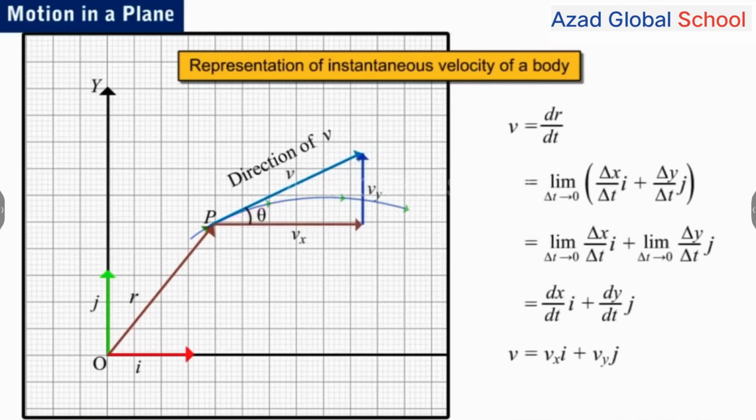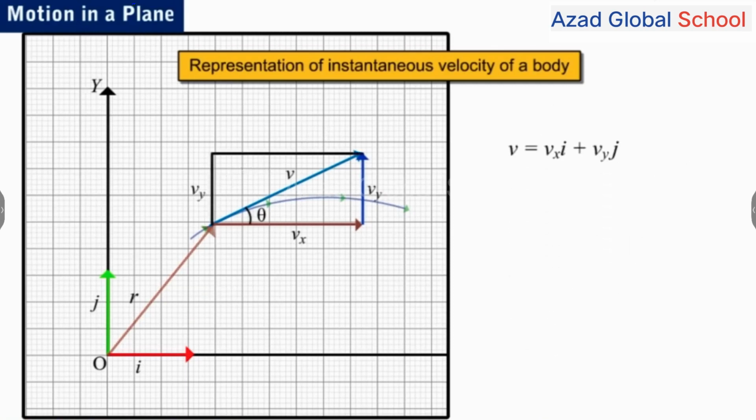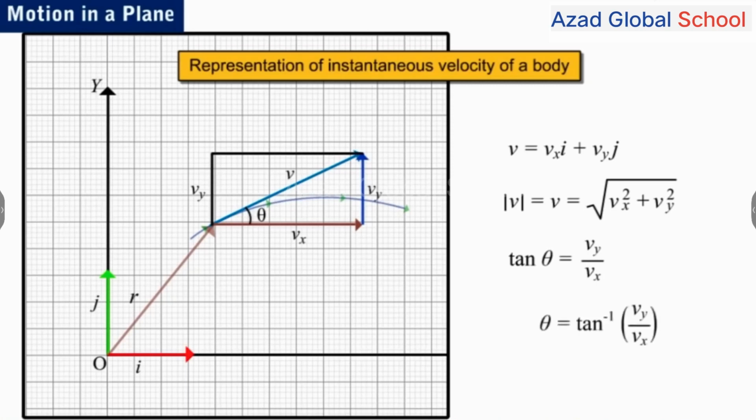We can write the velocity vector v in the component form as shown here. Using the resolved parts of the magnitude of v in the x and y directions, that is vx and vy, we can write v is equal to the square root of vx square plus vy square, and tan theta is equal to vy by vx, and theta is equal to tan inverse vy by vx.